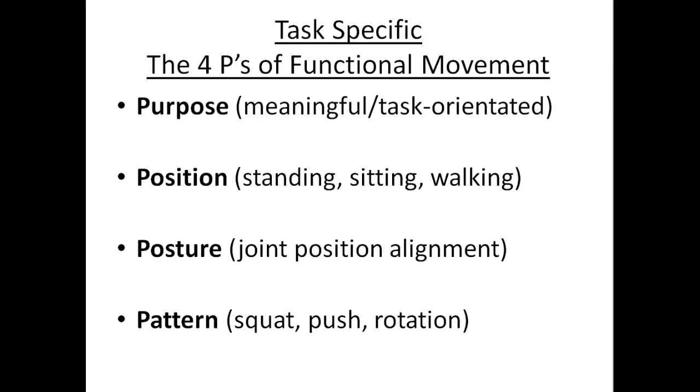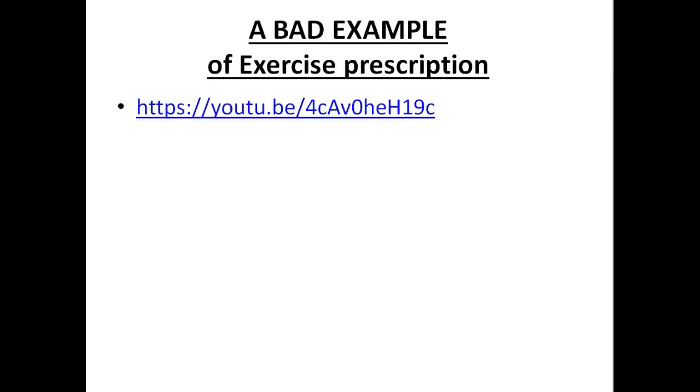So we come on to the 4 P's of functional movement. You've got to know the purpose, the position, the posture, and the pattern. The purpose is, why am I doing this movement? The position is, am I standing, lying, sitting, walking? The posture, where are my joints aligned? And the pattern could be any of your 7 primal patterns: squat, hinge, push, pull, gait, twist.